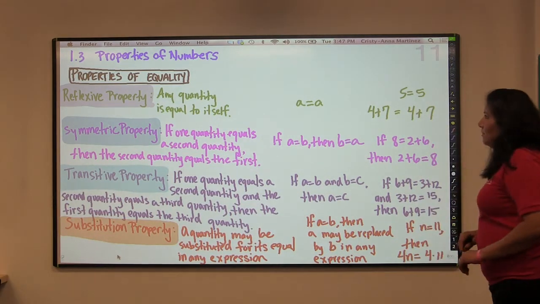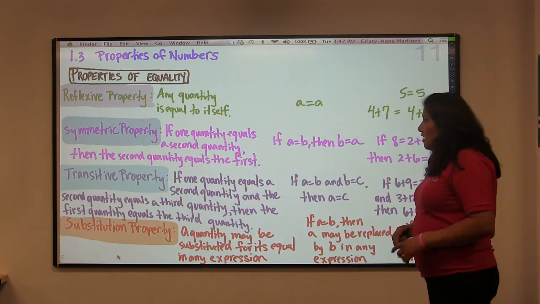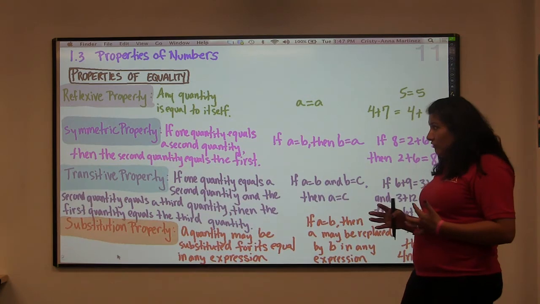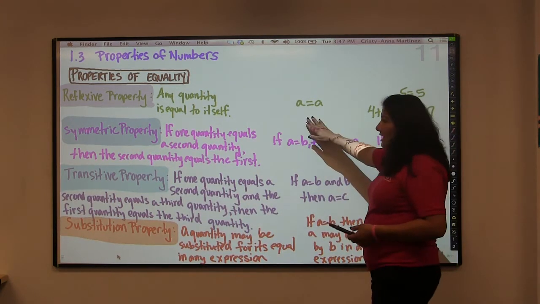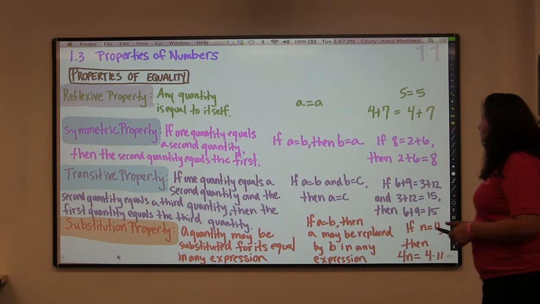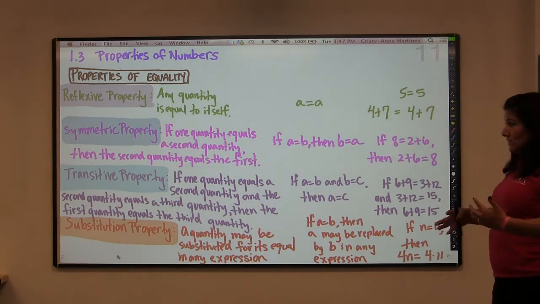These are all the properties of equality. We have the reflexive property, which basically says that any quantity is equal to itself. Then we have what that looks like in symbol form, and then some examples, things like 5 equals 5, 4 plus 7 equals 4 plus 7, anything equals itself.